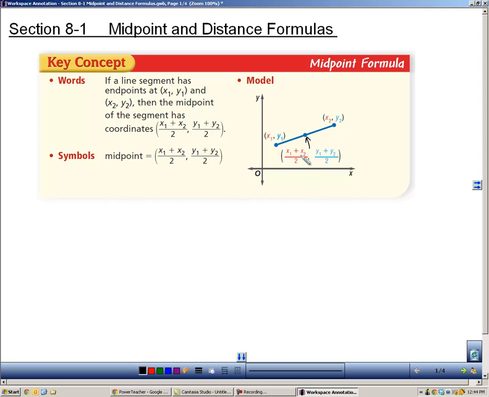You add the two x values and divide by 2. You add the y values and divide by 2. And you basically find the average of each of the x and y coordinates. And that gives you the coordinates of the midpoint.